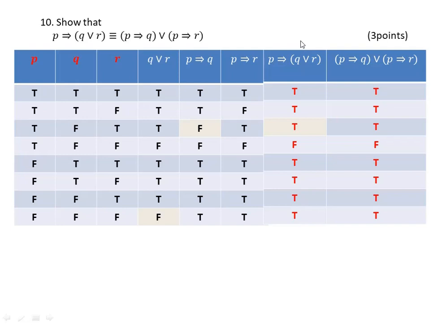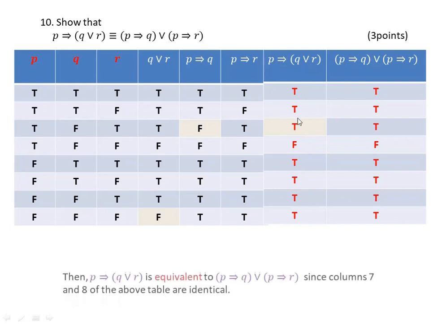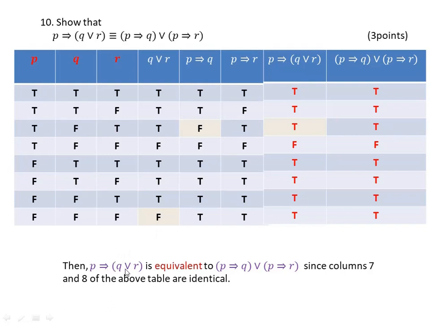Then we can observe that, if this is column 1, column 2, column 3, column 4, column 5, column 6, column 7, column 8, then column 7 and column 8 have identical truth values. Therefore, those compound propositions are equivalent. That means P implies (Q or R) is equivalent to (P implies Q) or (P implies R), since column 7 and column 8 of the above table are identical.